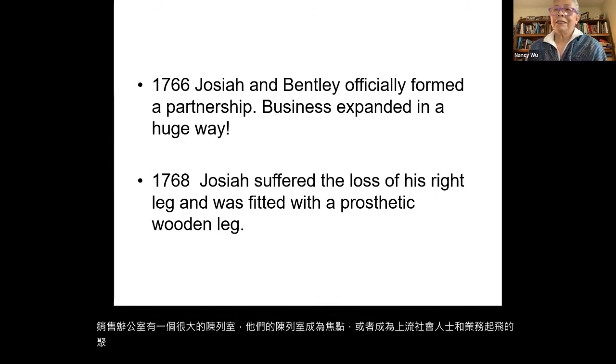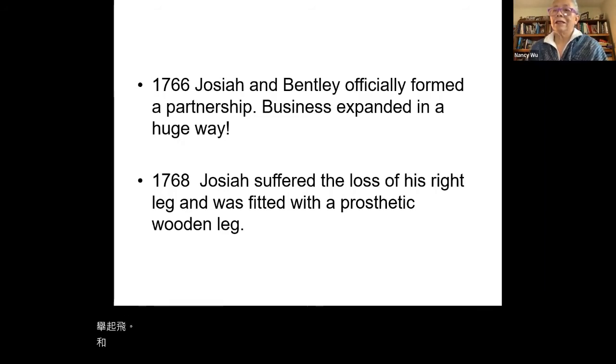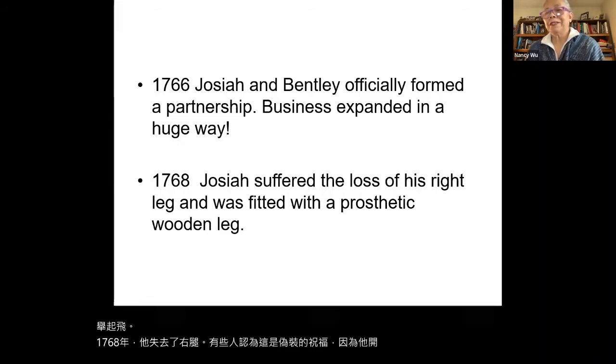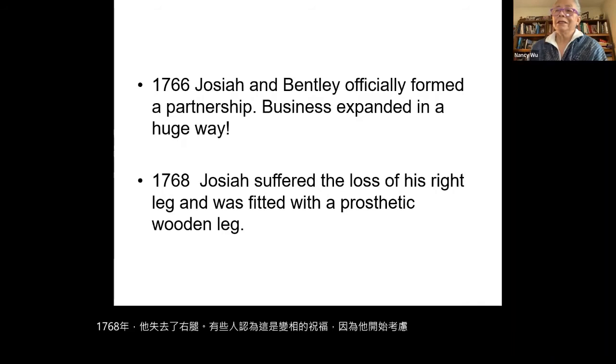In 1768, he lost his right leg, and some people believe that was a blessing in disguise because he started thinking about improving the manufacturing method using more mechanical means. And next, please.